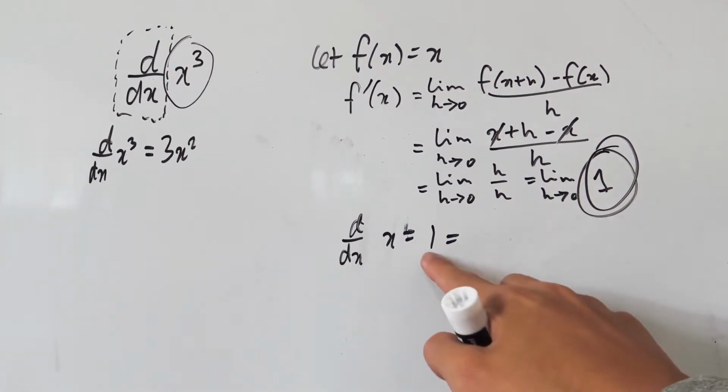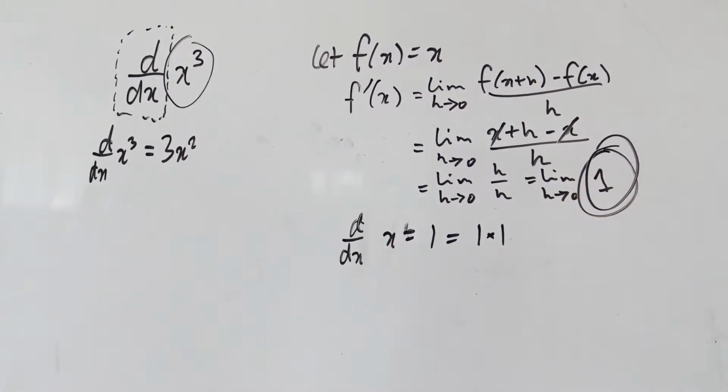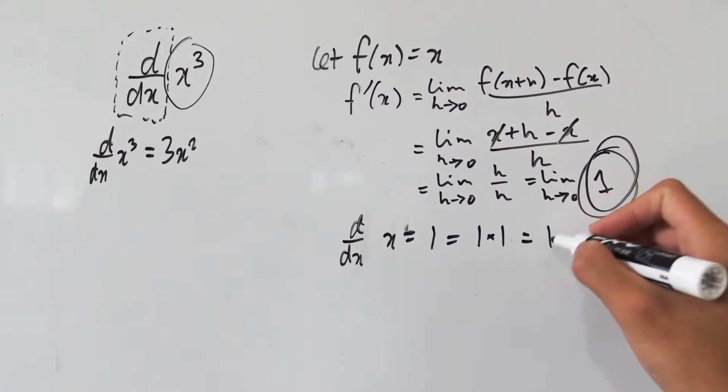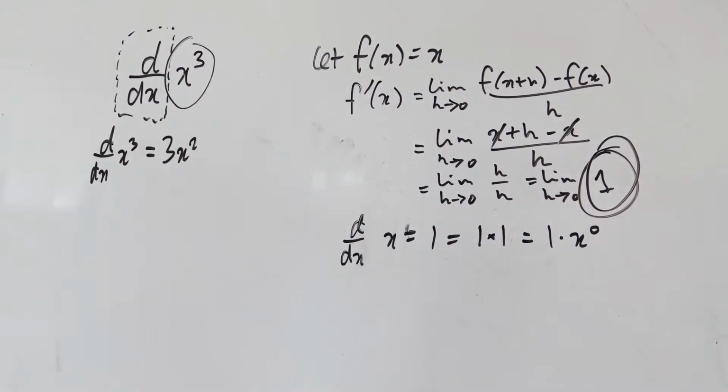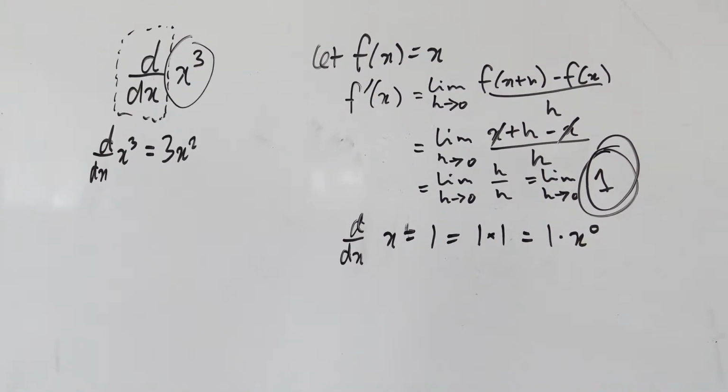And I'm going to do something a little weird right here. I hope you agree with me that 1 is exactly 1 times 1. But what is 1? 1 is also x to the 0th power, because anything to the 0th power is just 1. And why did I do that? Well, we're going to find some kind of pattern right now.